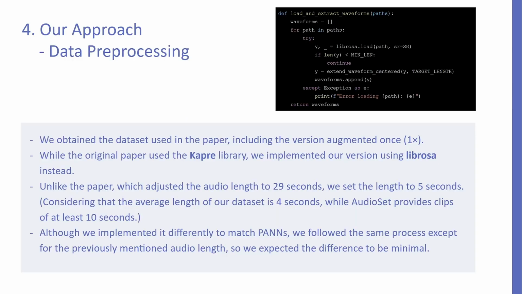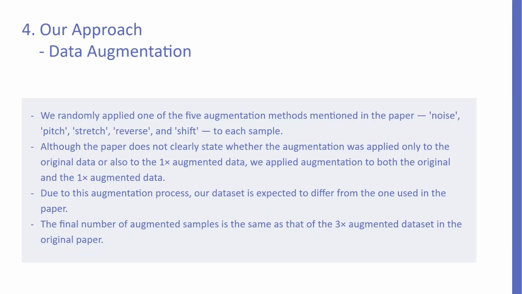For pre-processing, we used the librosa library. Unlike the paper, which set the audio length to 29 seconds, we set it to 5 seconds, considering the average length of our dataset is 4 seconds and AudioSet clips are longer. For data augmentation, we apply one of the 5 augmentation methods randomly to each sample. So our final dataset is expected to differ from the one used in the paper, but the final number of samples is the same as the paper.